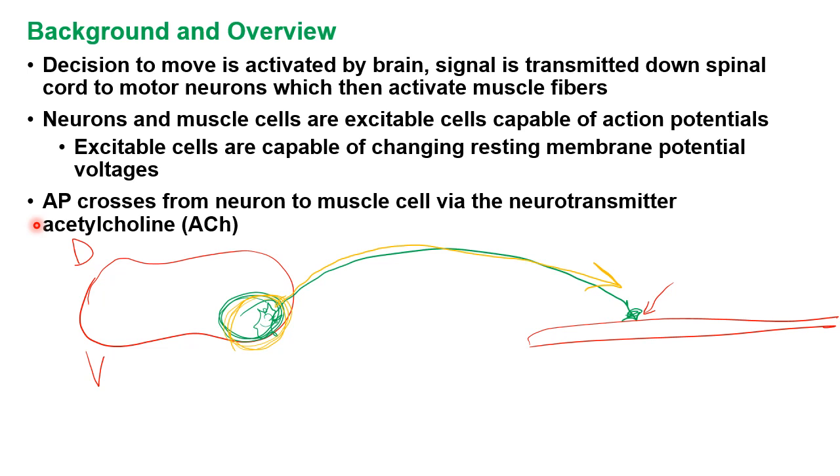Okay, so that action potential is going to cross from your neuron to your muscle, and here is what we call the neuromuscular junction. The neurotransmitter, or the molecule that is going to activate your muscles to contract, is called acetylcholine. Okay, and we're going to talk more about that.